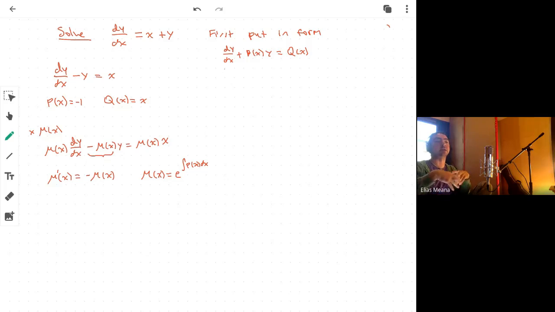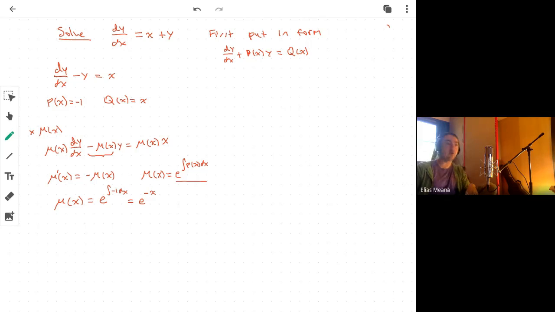We're trying to make it so that we can put it into a product rule and integrate, right? So if we let mu of x be defined by e to the power of p of x, or e to the power of the integral of p of x, we would get that mu of x is equal to e to the power of the integral of, well, just minus 1 dx, which is easily seen to just be e to the minus x.